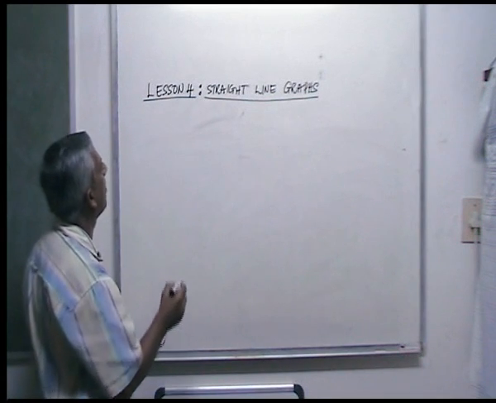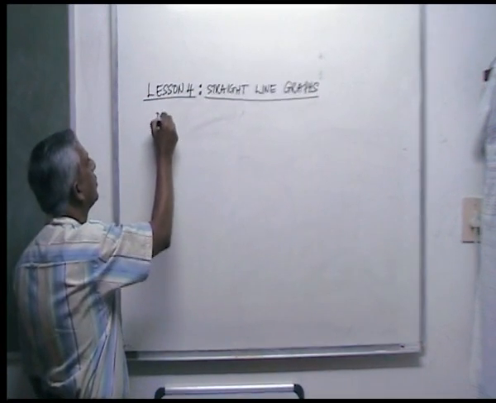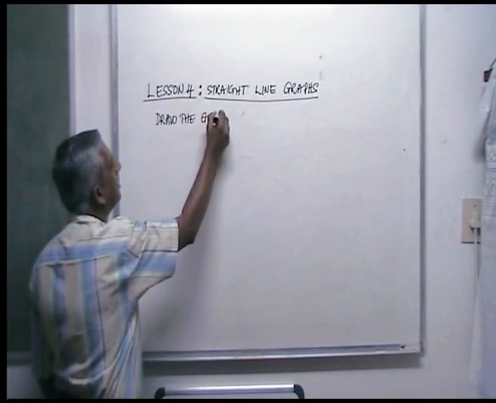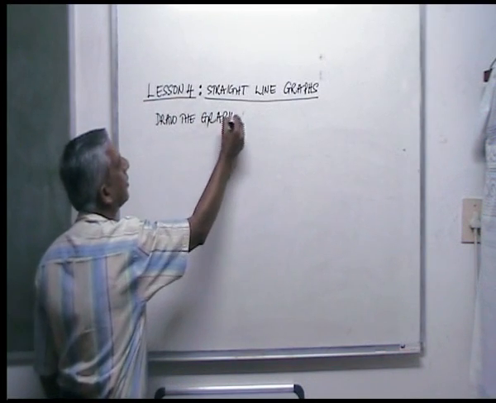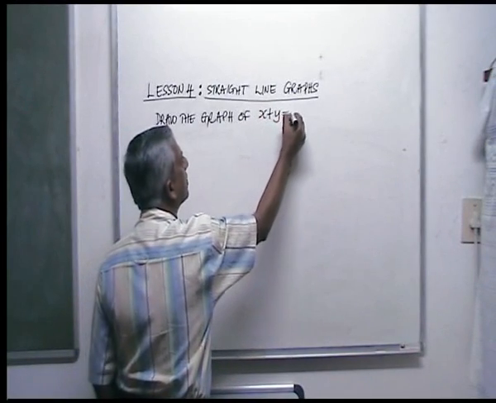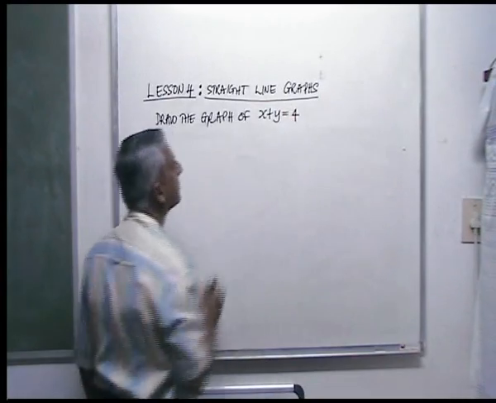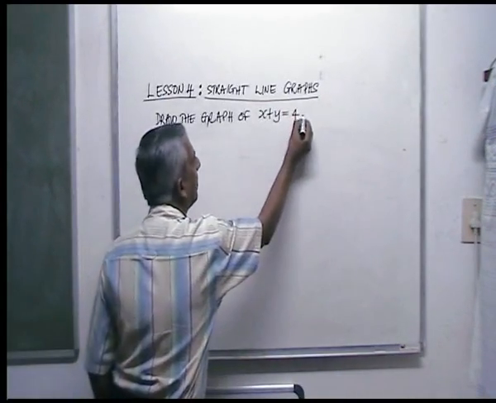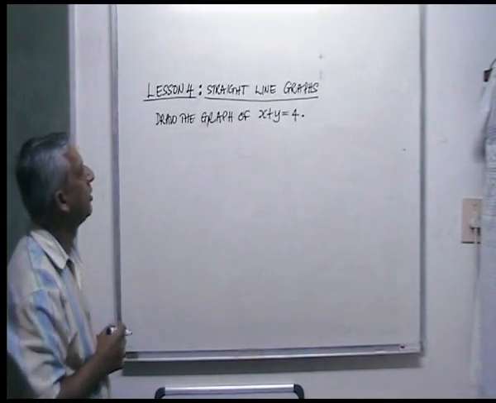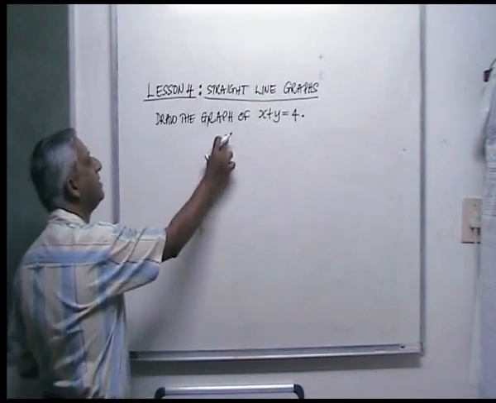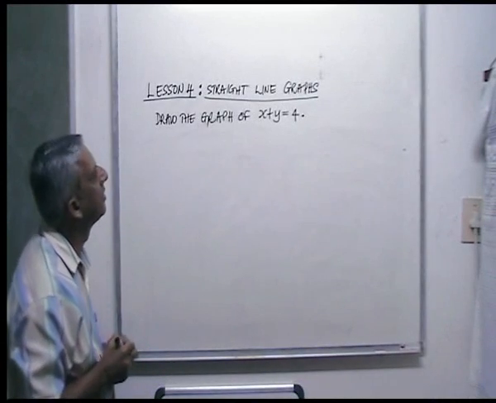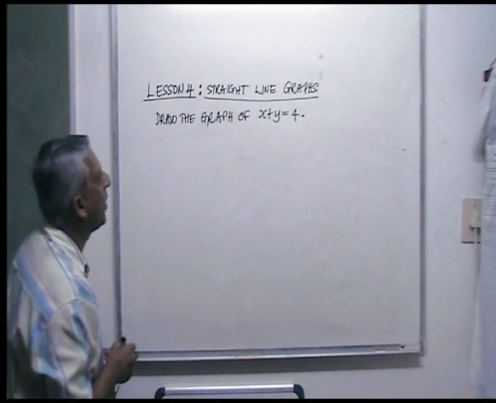Now first, let me give you a little problem. If I tell you, draw the graph of x plus y is equal to 4, then you'll tell me, no, I've got a problem with this because I don't know how to draw this, because you used to always give me y is equal to something, y is equal to something. And now here, I don't see y is equal to something. So you are quite right.